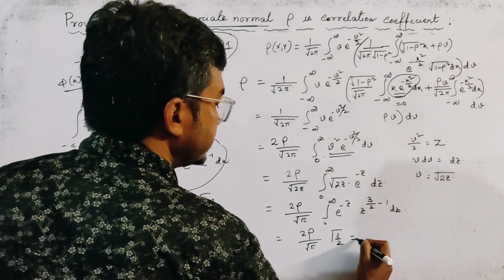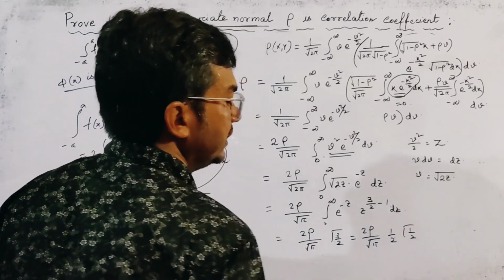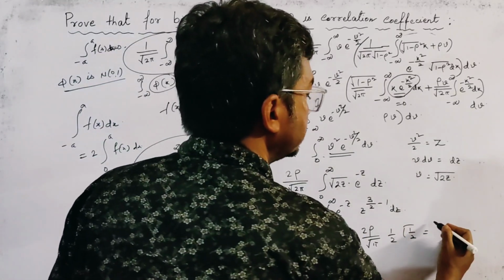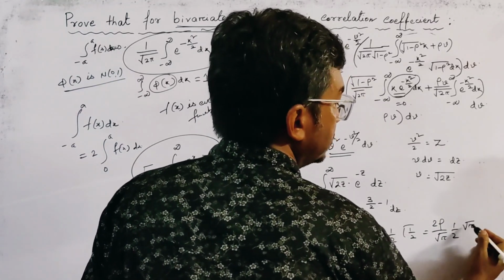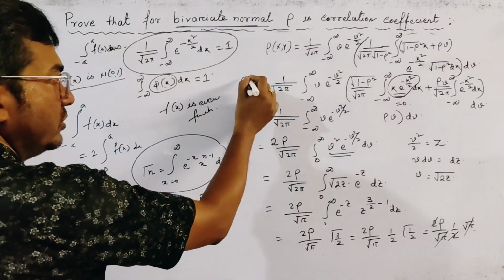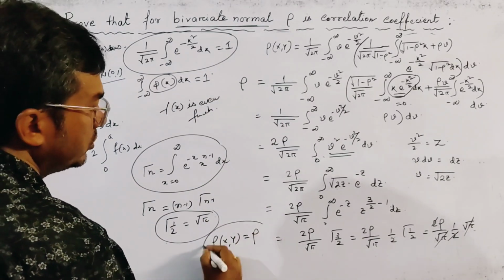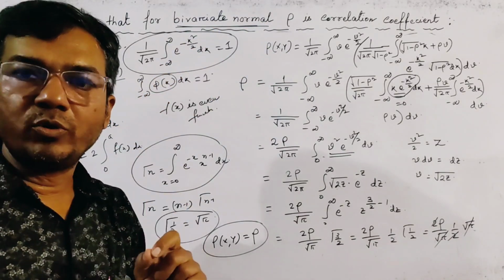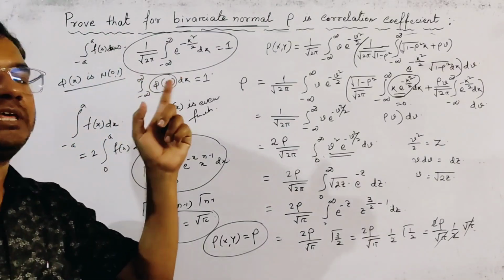Okay, so we first write this as 2 rho by root pi into half gamma half, and using the value of gamma half, which is root pi, we get 2 rho by root pi into half into root pi. So root pi cancels out, 2 cancels out. So we get the value rho, that is rho xy. Rho xy is rho. Okay, so we prove that for the bivariate normal distribution, rho is the correlation coefficient between two random variables x and y.